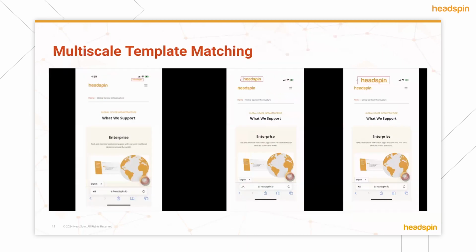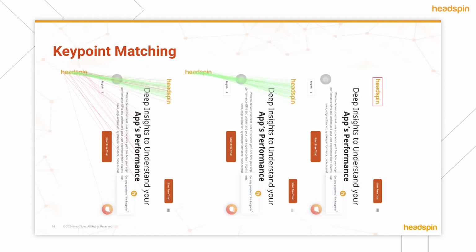Multiscale, this is configurable. You can set a limit to the scaling. However, multiscale will automatically scale up or scale down the image and then search the screen for that image and either return a pass or a fail. Key point matching here, as you can see from the reference, at different orientations or even different sizes, we'll go ahead and return a match.